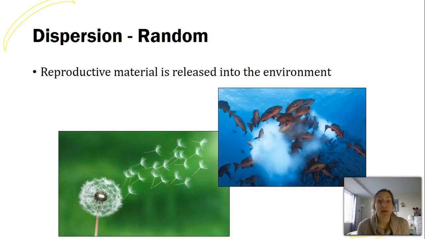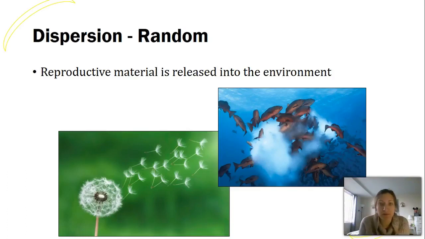Last but not least, we have random dispersion. And random dispersion happens when the reproductive material of that organism is released into the environment. So for example, a dandelion. A dandelion's seeds do not drop right below it. A dandelion does not release any toxins to make it uniform at all. Instead, you just blow on it and they go. The seeds just fly away somewhere.